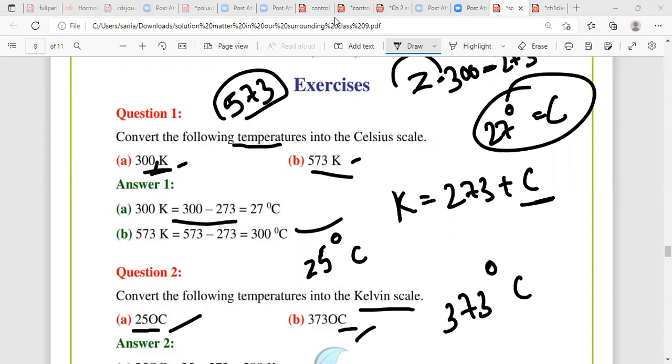Oh my god, 100 degrees Celsius. 100 degrees Kelvin. How can it be 100, Jaslin? What are you doing? C is given. K is not given. C is given. You have to find K.